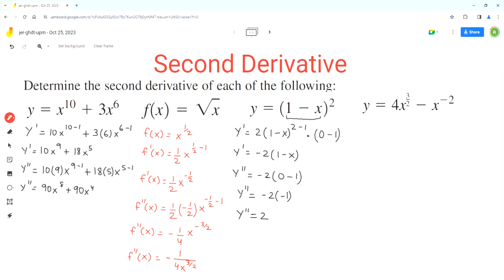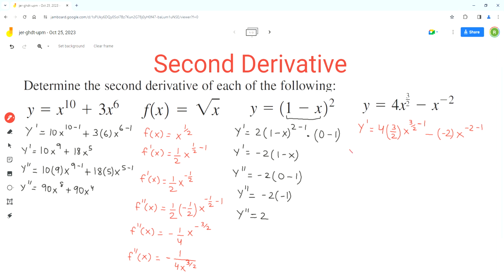So we are given the equation as y equals 4x exponent 3 over 2 minus x exponent negative 2. So we'll start with the first derivative, which will be y prime equals. So for the first term, we'll have to use the power rule. So it will be 4. So 4 is the coefficient, so it will stay as it is, times the exponent 3 over 2. And we'll subtract 1 from the exponent. Minus. So for the second term, we'll have to use the power rule. So we'll move the exponent to the front, and then we subtract 1 from the exponent.